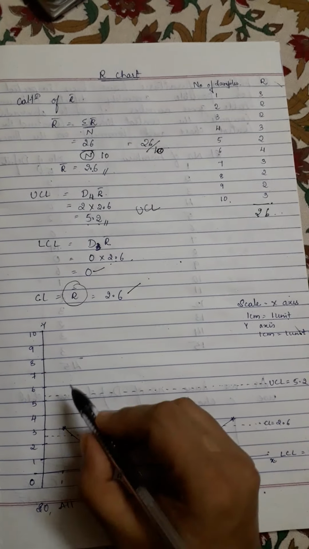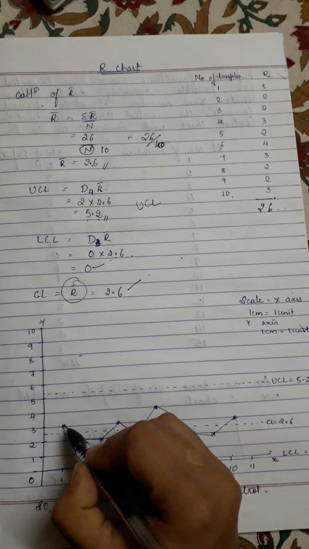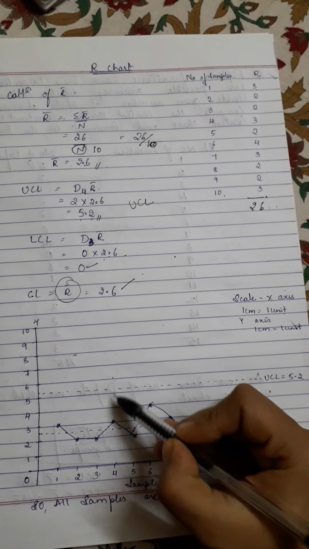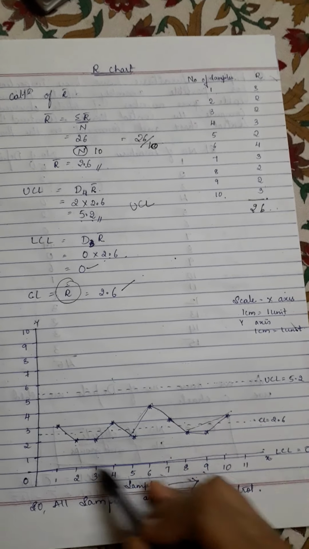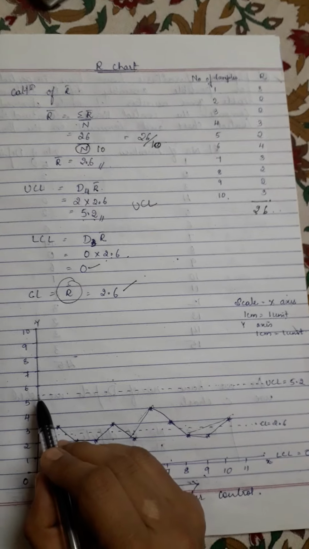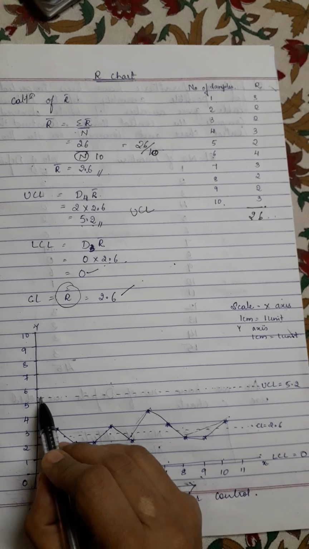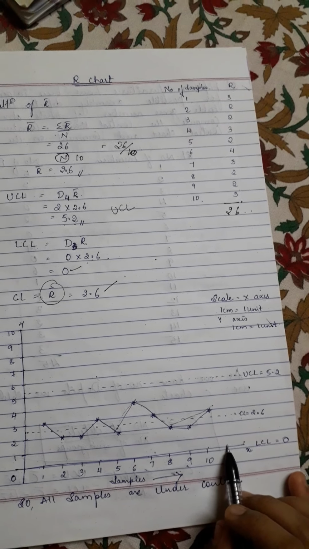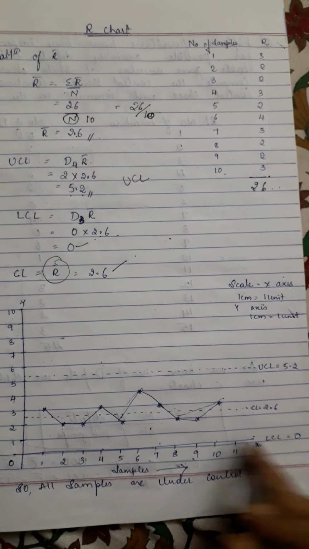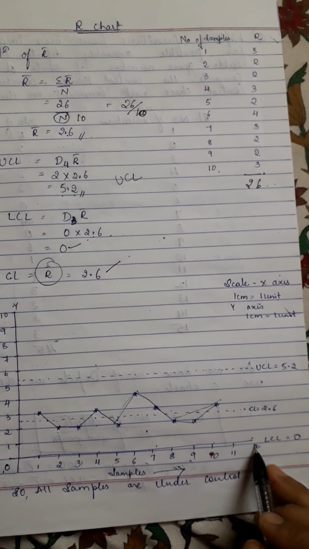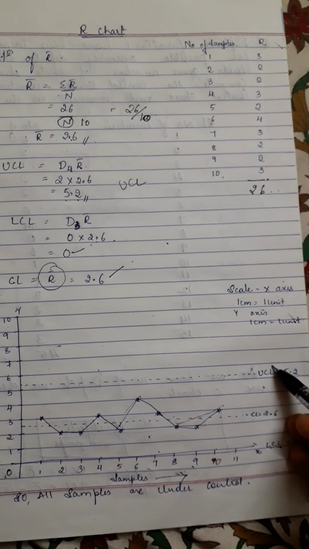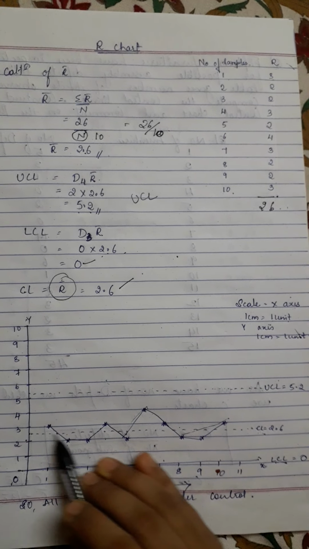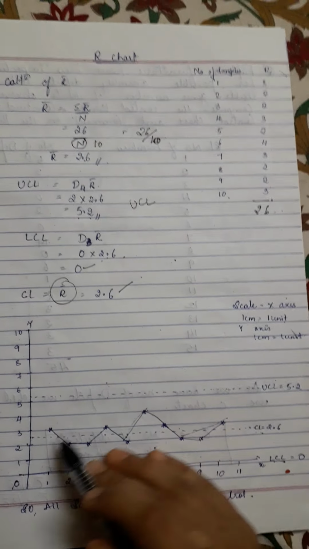When you do these things, you just join the points, as I told you in the X bar chart. Whichever points are inside the control lines are called in control. Before that you have to draw the lines. UCL is 5.2, and LCL is 0. The 0 line is already there, so you mark it as LCL. And CL is 2.6. So marking these lines, you can then plot the graph.